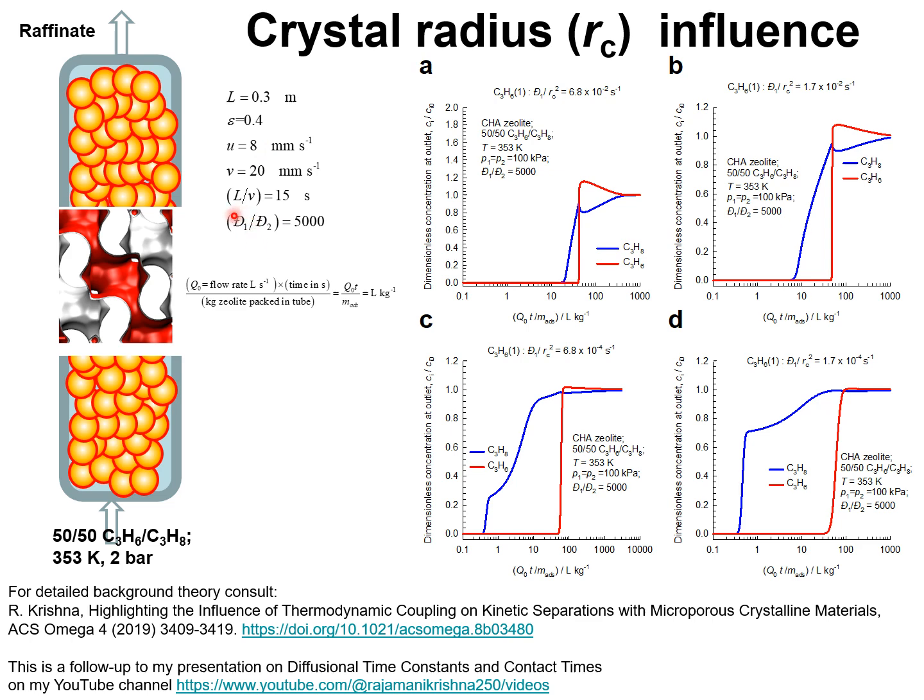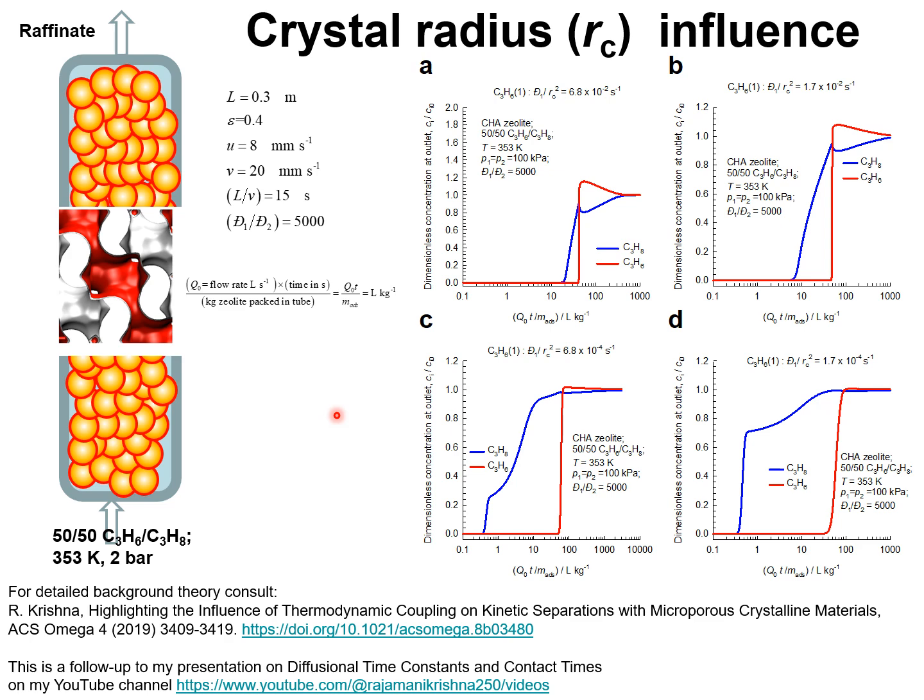The superficial gas velocity at the inlet to the fixed bed is 8 millimeters per second. And the interstitial gas velocity, which is the superficial gas velocity divided by the bed voidage, epsilon, is 20 millimeters per second. This yields a contact time between the gas mixture and the particles of 15 seconds.